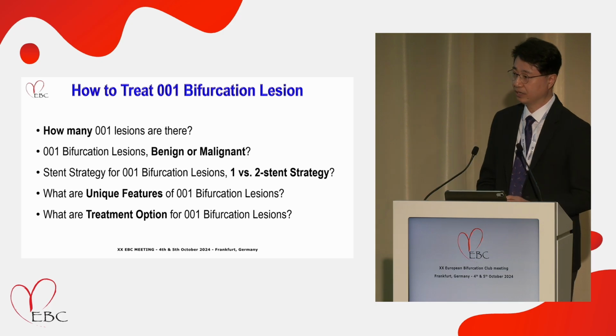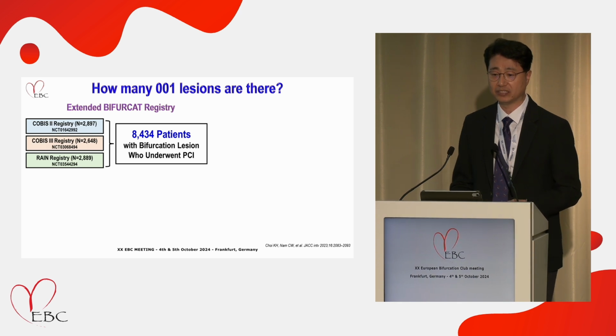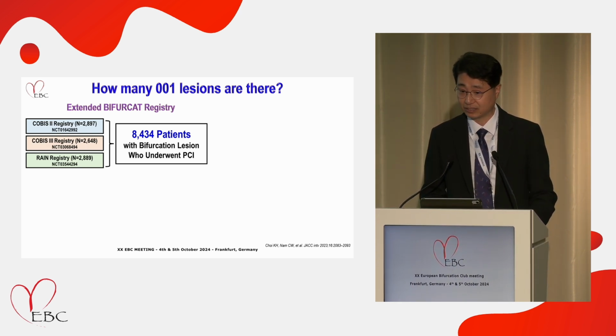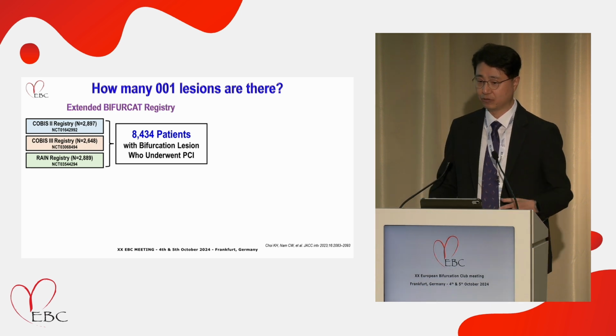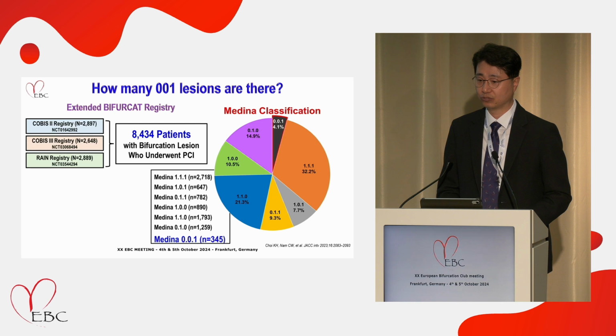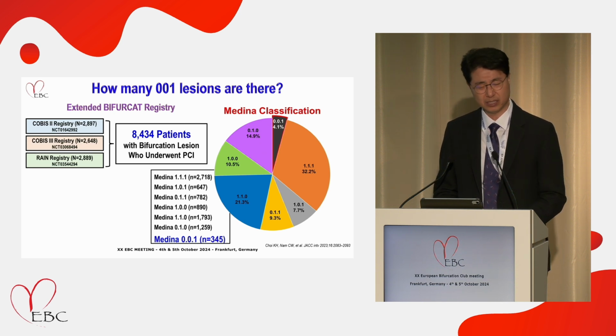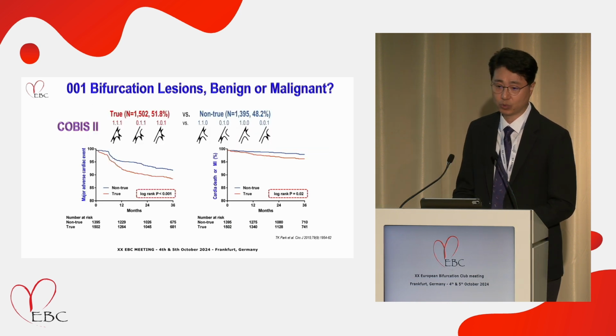So today I will give a brief introduction about the 001 lesion. The first question is how many 001 lesions there are in our daily practice. To answer this, we need large registry data on the prevalence of 001 lesions. So we made an extended bifurcation registry, including COBIS II, III, and RAIN registries, with more than 8,000 patients undergoing bifurcation PCI, and did the Medina classification, and it was 4.1% for 001 lesion. It's really rare.